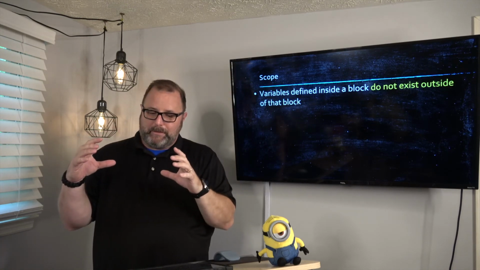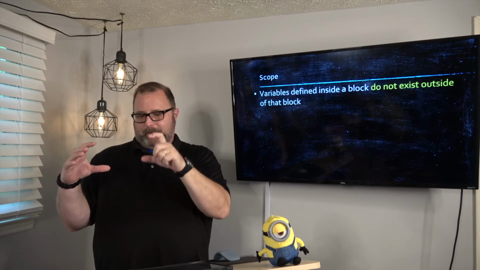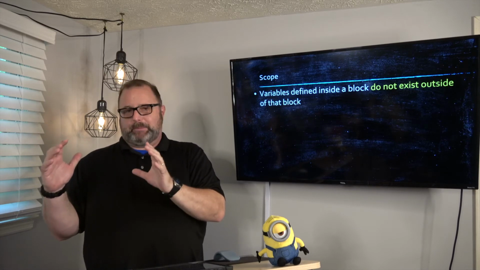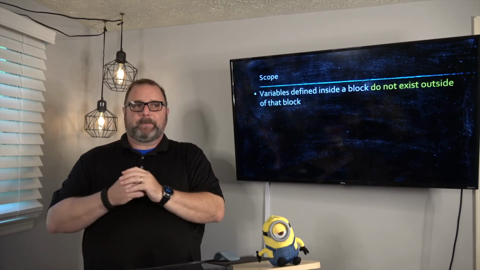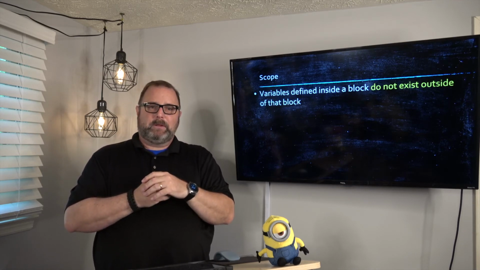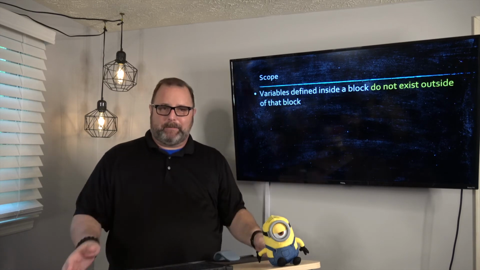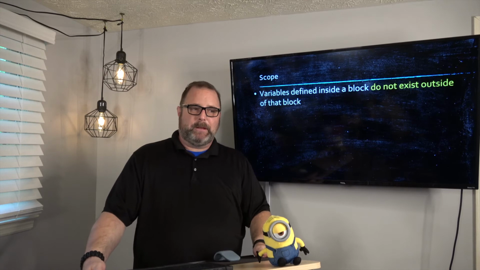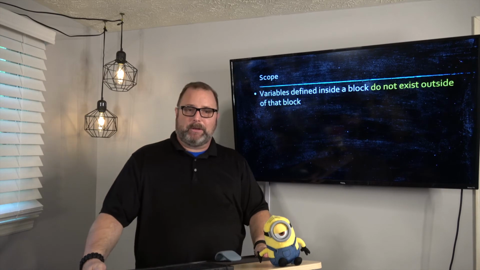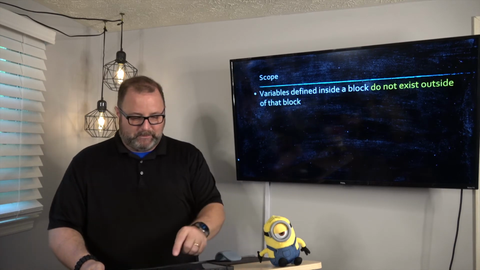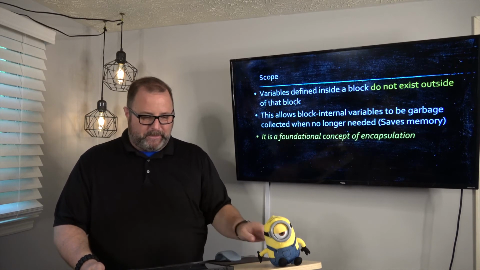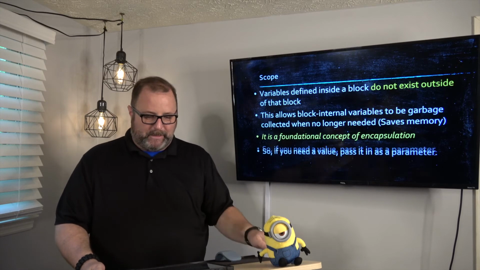So these blocks of code, with the variables I create in them, those variables are local in scope to that block of code. Okay, so I need to design my variables so that I only need them when I need them. I want to be able to throw away variables that are out of scope as much as possible, to use as little memory and to be as efficient as possible. So, block internal variables are garbage collected when they're no longer needed. It's a foundational concept to encapsulation, like I've said.